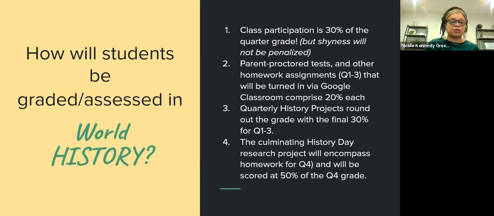Okay, how will students be graded and assessed in world history? Let's talk about world history first. So class participation in world history is 30% of the quarter grade. Okay, shyness will not be penalized, but students do need to be prepared to participate. Okay, I am going to ask questions of every student. I am going to expect them to participate in the conversation and whatever activities are going on.